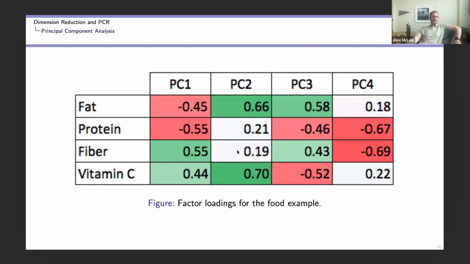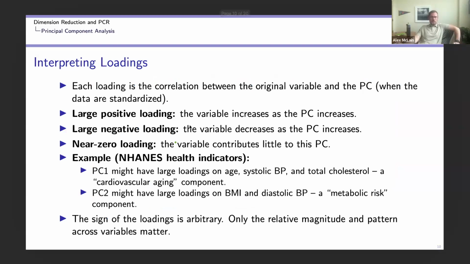I don't know if anyone has a good categorization of principal component 2. I'd love to hear it, but I've looked at this one a few times and I don't really have anything great for that. Principal component 4 is almost the opposite. So protein and fiber are really what it's looking at. And principal component 3, we're looking at high fat, high fiber, low protein, low vitamin C would have high scores. But I think you get the major component here.